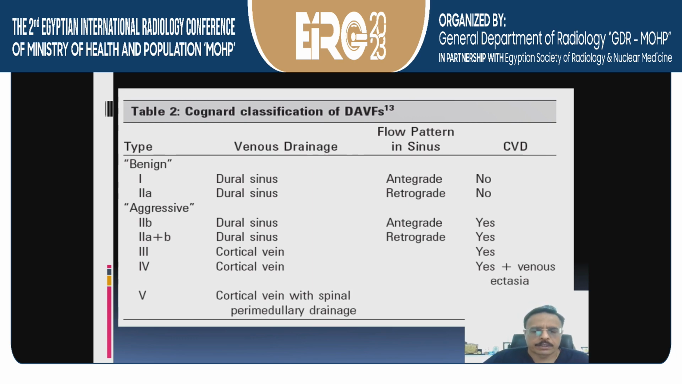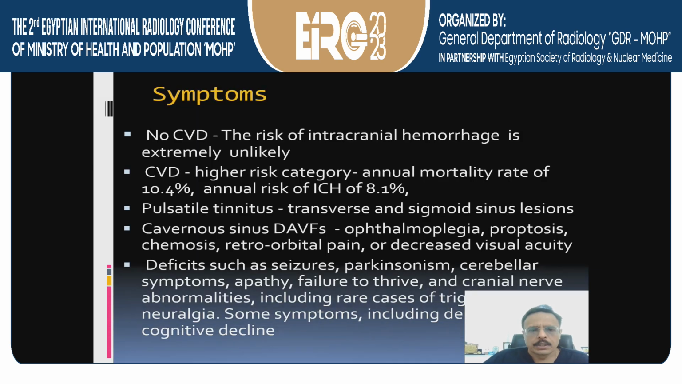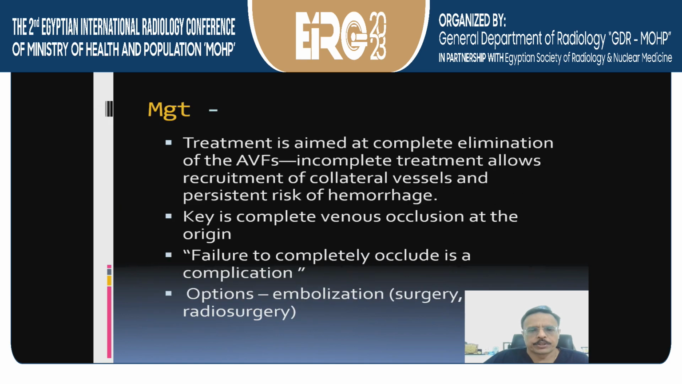And this is another classification which is commonly used, known as the Cognard classification of dural AVFs. Since I'm going to focus on the technique here, I will not dwell on symptoms for too long, but yes, there is a higher risk category with vascular reflux, with an annual mortality of 10% and an annual risk of hemorrhage of 8% in these patients. Now, management: the key to treatment is complete elimination of the AVF.